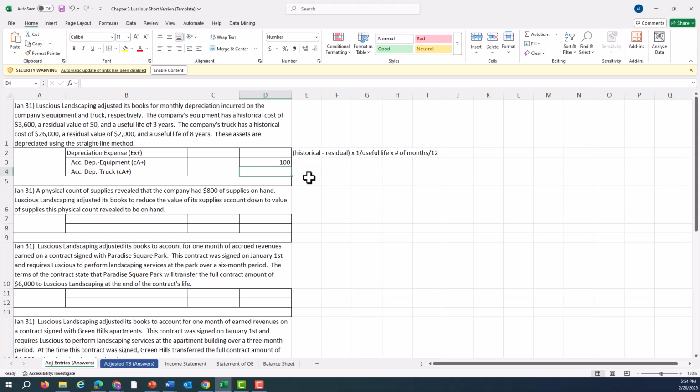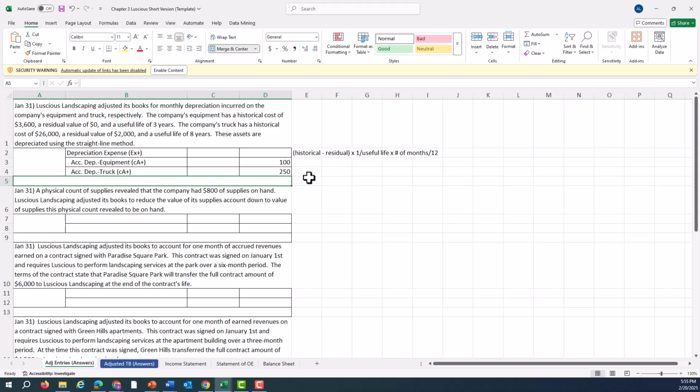Let's do the same thing for the truck. The truck has a historical cost of $26,000. We think it has a residual value, or scrap value if you will, of $2,000, so it needs to lose $24,000 worth of value over its life. This truck we expect to use for 8 years, so we're going to take away 1/8 of that $24,000 in lost value every year while we use it. Since this is monthly, we're going to multiply that by 1/12. And that comes out to $250.